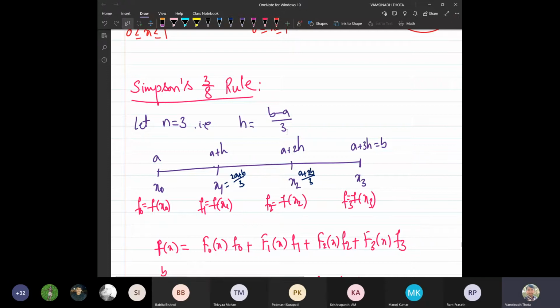Okay. So in the evaluation of integrals, the very first rule that we have seen is the trapezoidal rule, and then we have seen Simpson's 1/3 rule, and today we are going to see Simpson's 3/8 rule. Okay. So what actually is the trapezoidal rule?